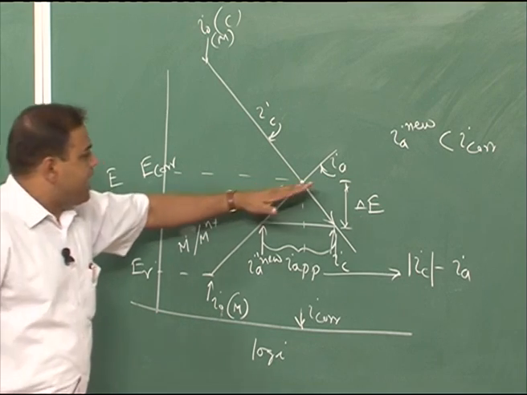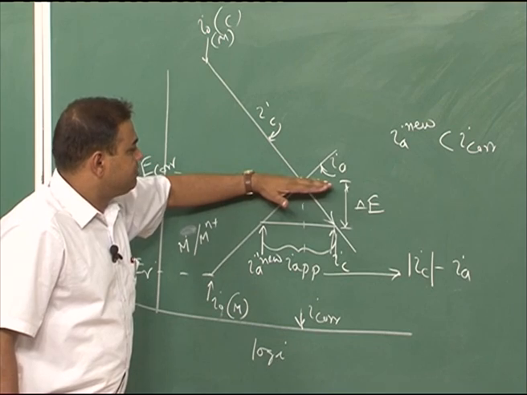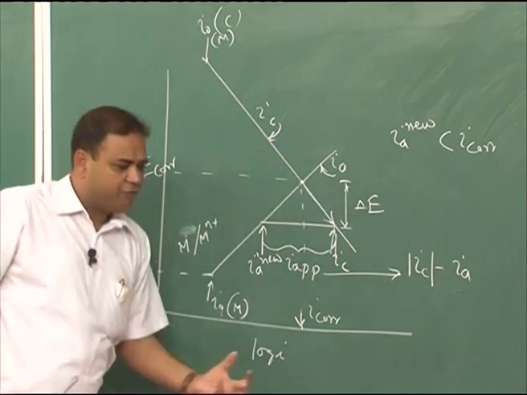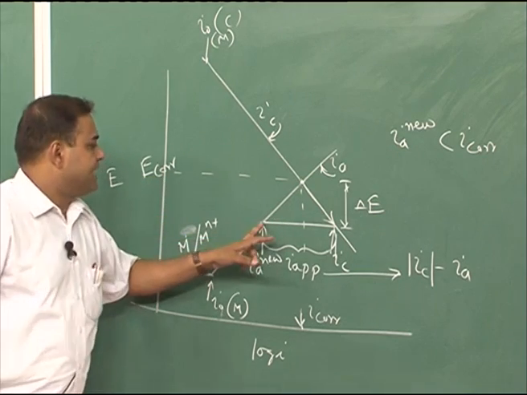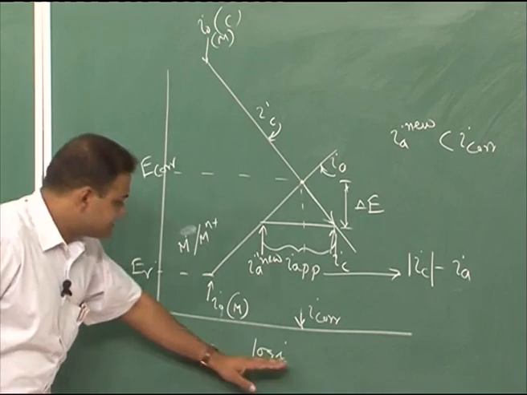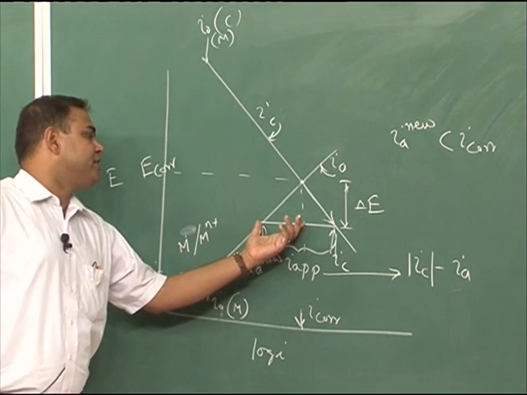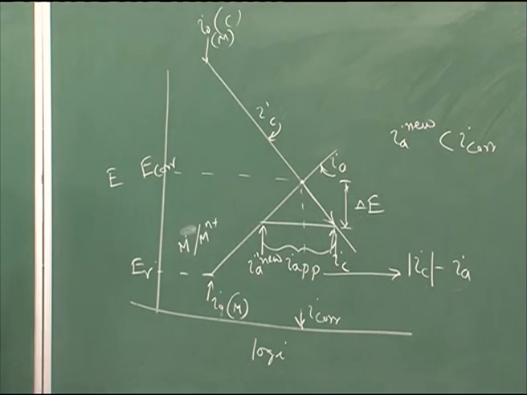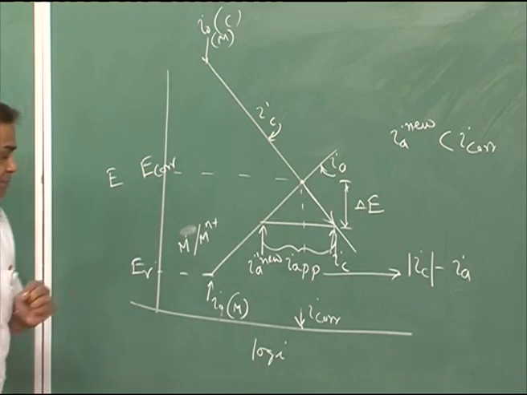So, I have to somehow take the potential to a lower value compared to the E core value, and we can reduce the corrosion rate to a great extent. Since this is a log scale, we can reduce it by maybe 2 to 3 orders of magnitude. So, we can have a very good corrosion protection.